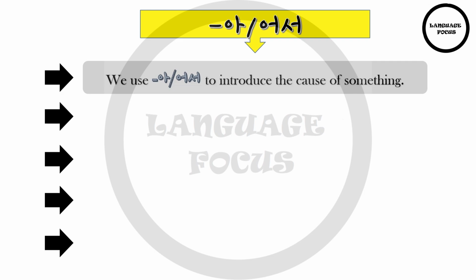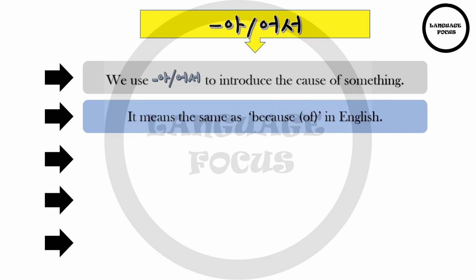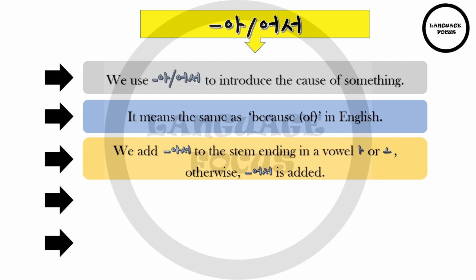Are also. We use are also to introduce the cause of something. It means the same as because of in English. We add also to the stem ending in a vowel a or o. Otherwise, also he added.